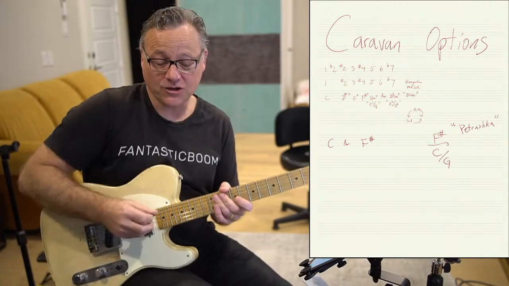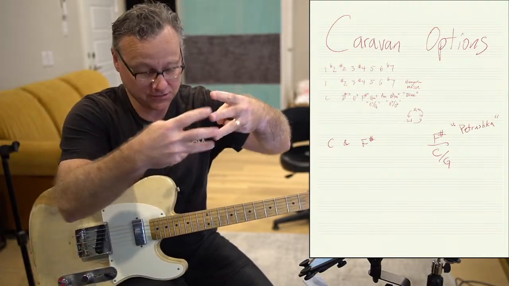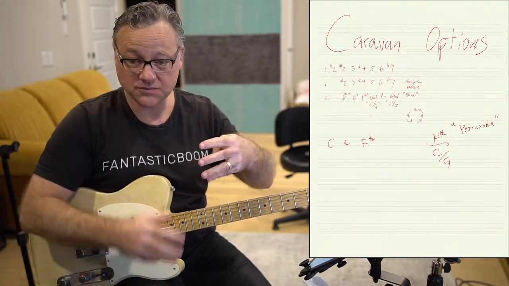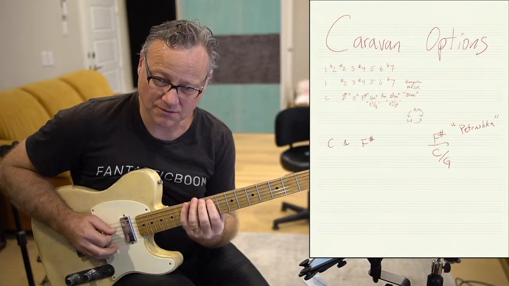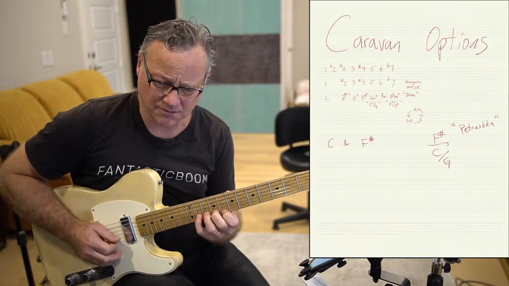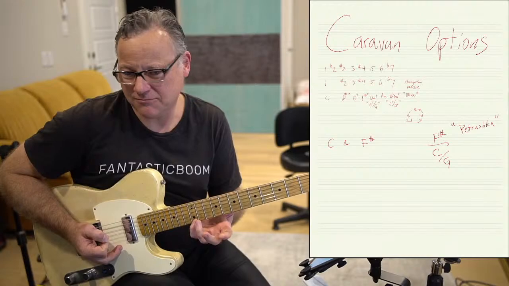Now, instead of dovetailing the arpeggios, you can actually dovetail the notes as a scale. So you have this. So that would be the tritone scale.